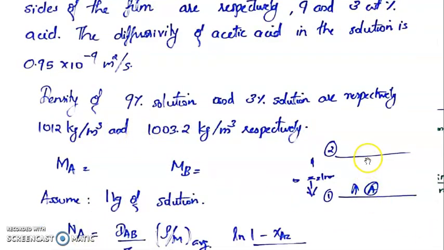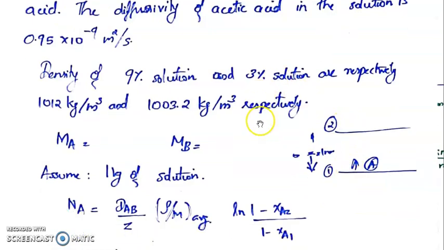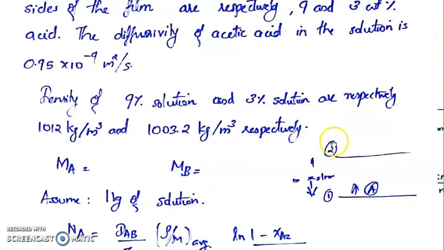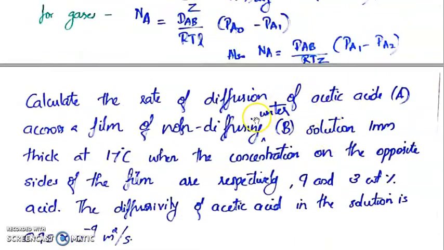Let's say these are the two planes and let us name them location 1 and 2, and molecules of A are diffusing from location 1 to 2, which is 1 millimeter apart. So the mole fraction here can be XA1 and at location 2 it can be XA2. So let us identify the equation. It is also given that B is non-diffusing. This should be noted. Which component is non-diffusing? Water is non-diffusing here.